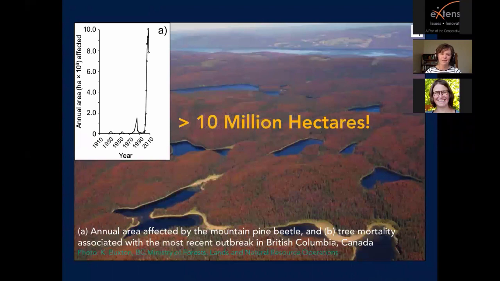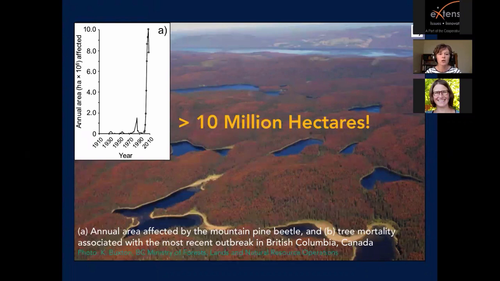So this is an example of a photograph taken over British Columbia during the mountain pine beetle outbreak that started in the late 1990s and just sort of ended in the late 2000s, early 2010 time period. This impacted over 10 million hectares of land area. And so for folks who think in acres, that's over 25 million acres. So that's a really large outbreak.